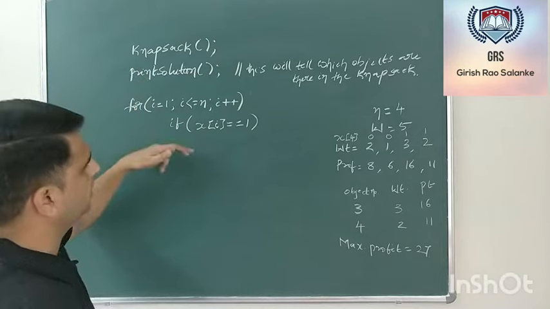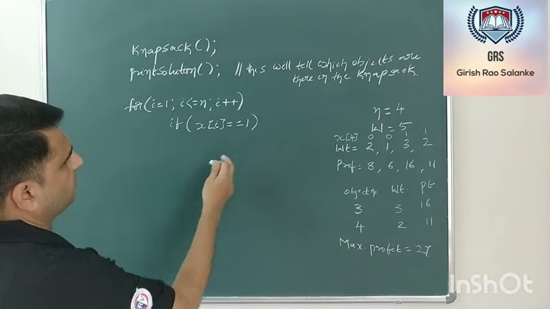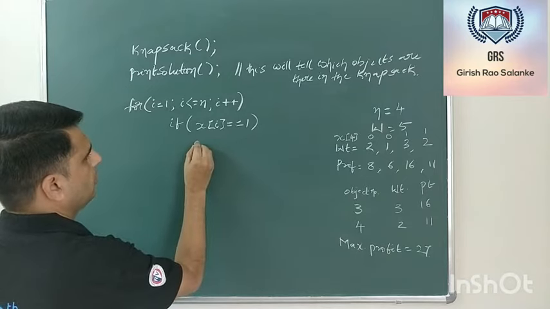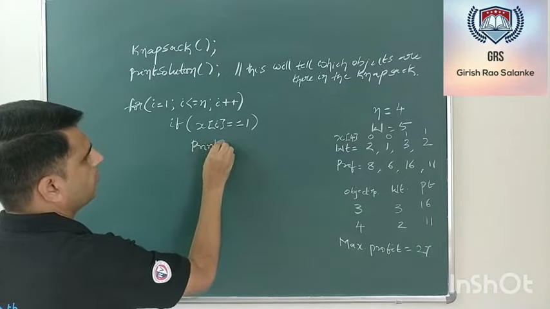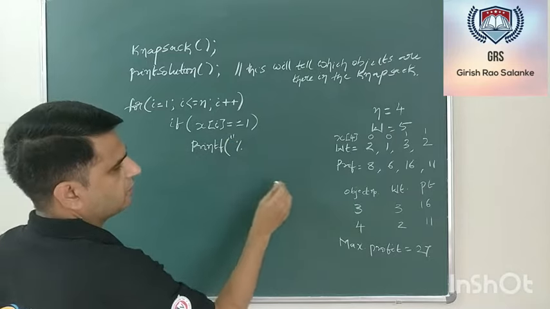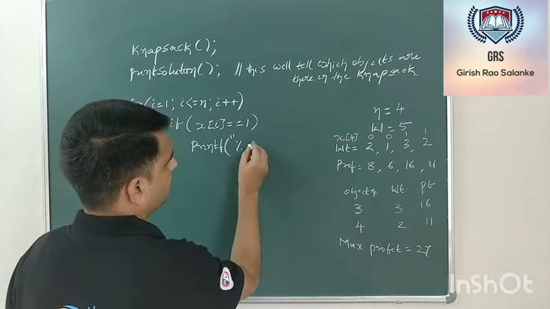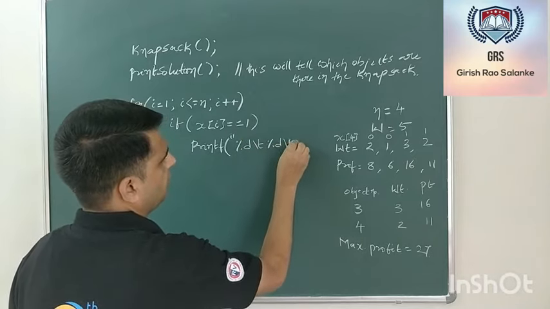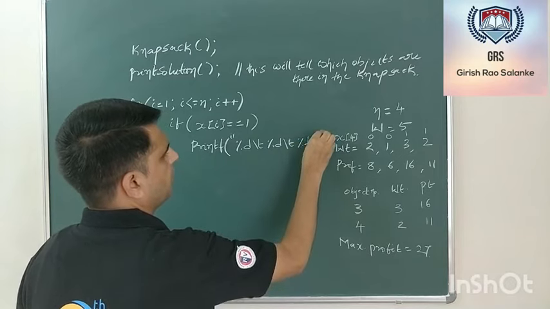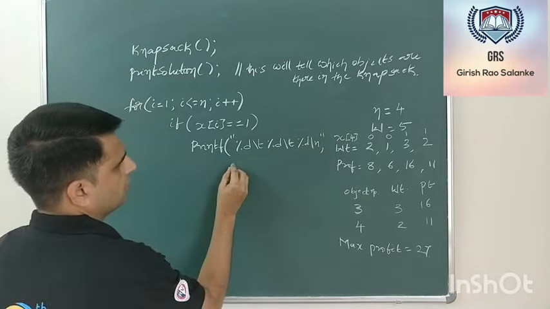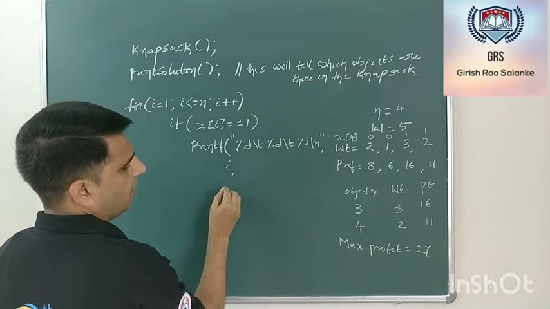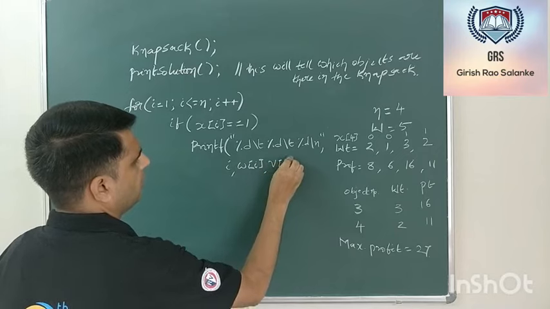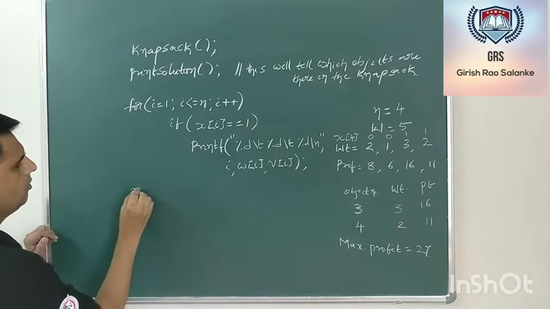Assume that after calling this print solution, I am going to check if x of i is equal to 1. I need to print. So printf. What is that first one? First is the object number, that is percentage d, a tab space. Next, percentage d, a tab space, percentage d, a new line character. What are those? First is object number, that is i, comma, w of i, small w of i, and then small v of i. Return 0.